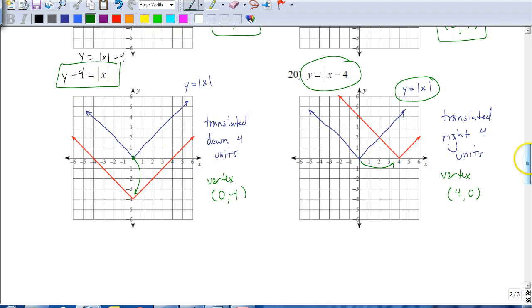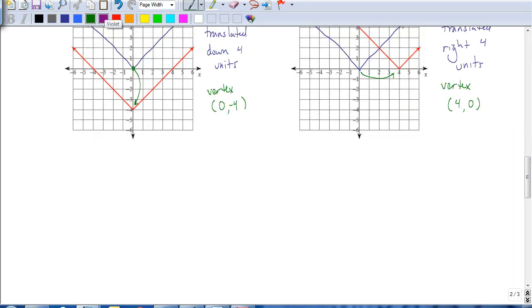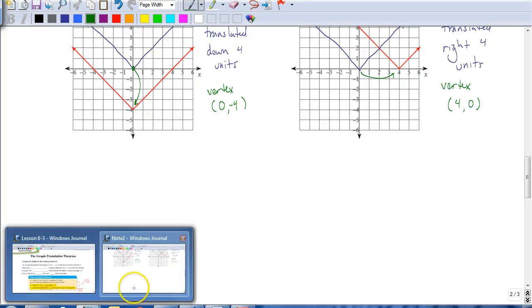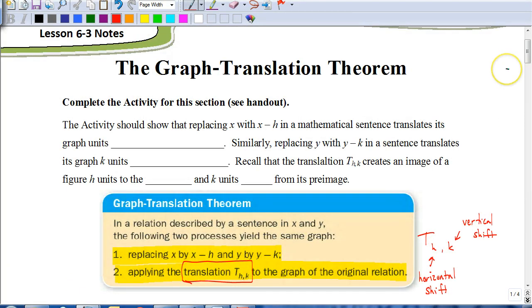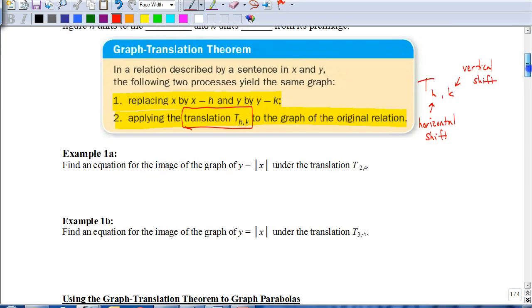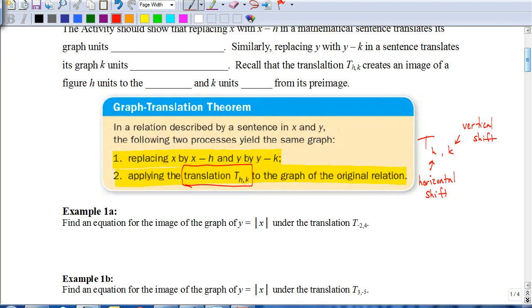So now here's where this all comes together. If you printed out my notes on Moodle, you'd be using this. So again, the topic for today is what we call the graph translation theorem. And what the graph translation theorem states, what's in this box here, is that if we have a translation occurring, we represent it down here in this box where I boxed in red, with the capital T sub h, k.